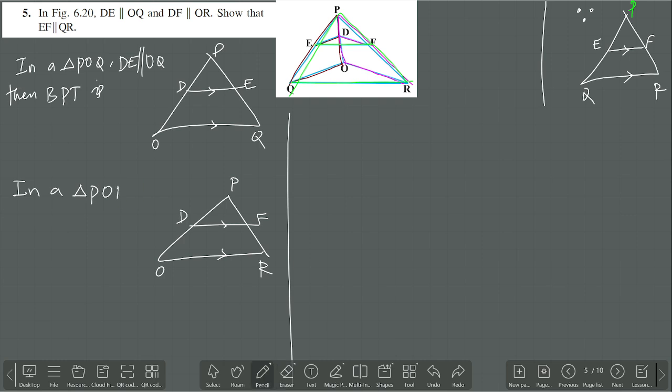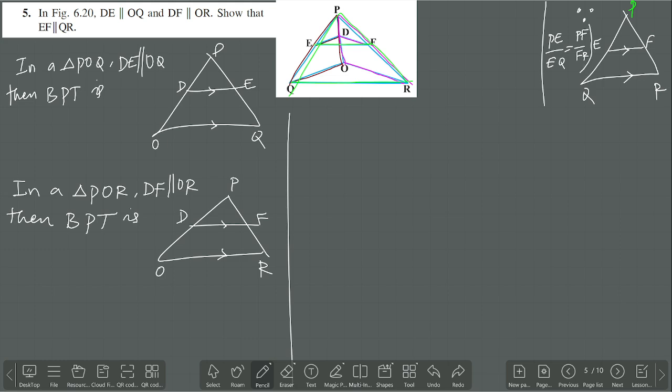POR. What is that? DF parallel to OR. Then BPT, we have to bring, and here, what is the result? PE divide EQ equal to PF divide FR.